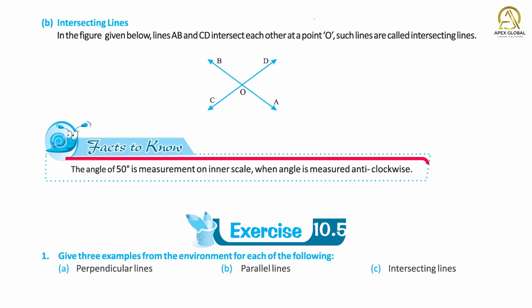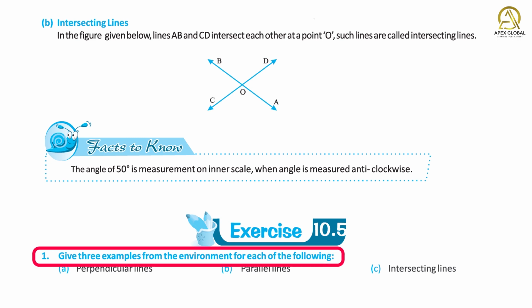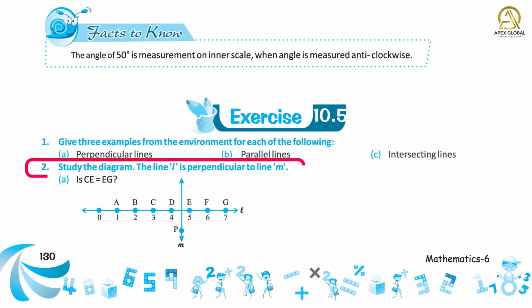Facts to know. The angle of 50 degrees is measured on the inner scale when the angle is measured anti-clockwise. Exercise 10.5. Question 1. Give 3 examples from the environment for each of the following. A. Perpendicular lines. B. Parallel lines. C. Intersecting lines.